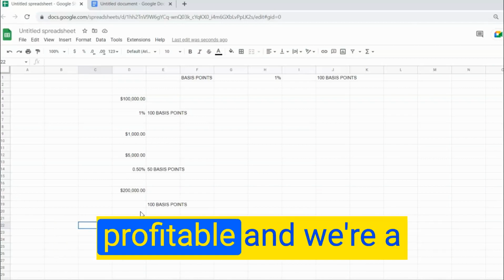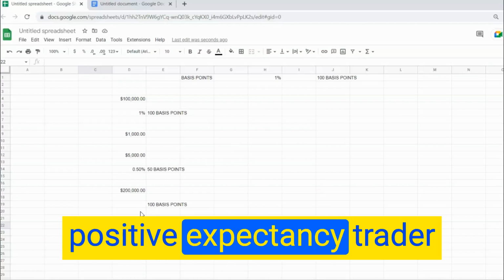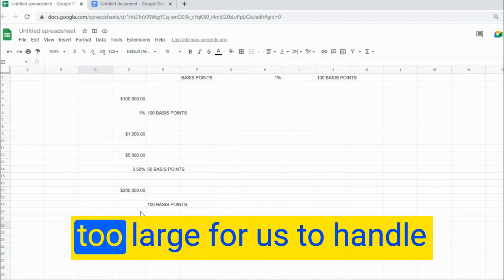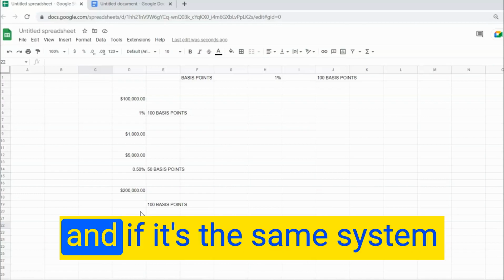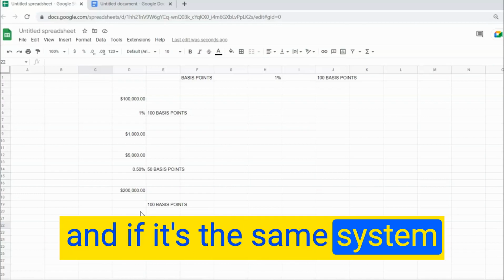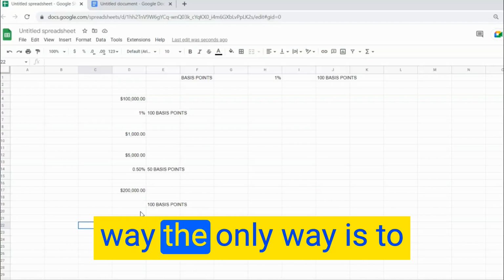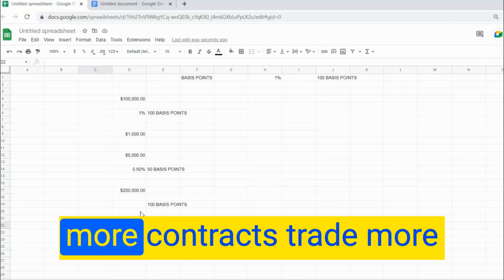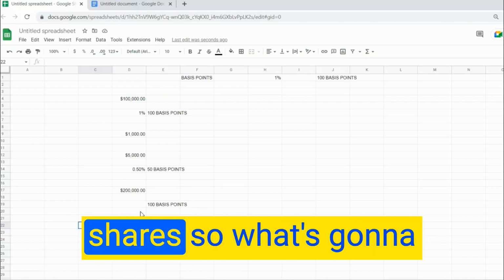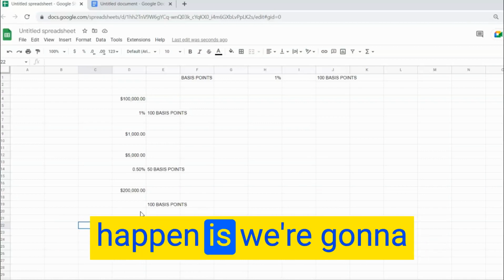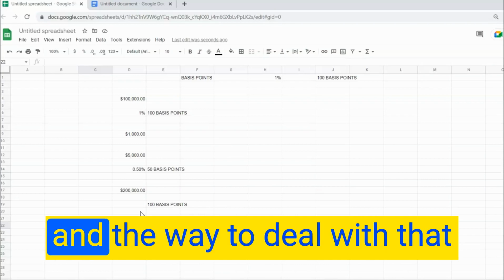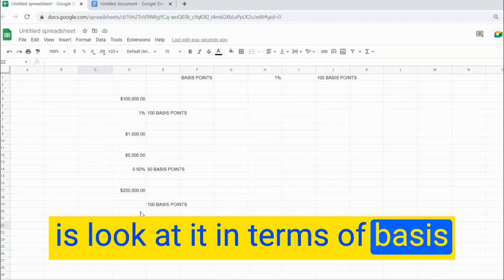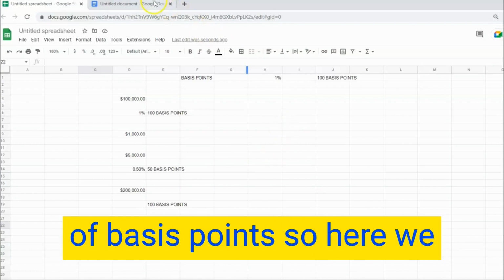But once we become profitable and we're a positive expectancy trader, the numbers are going to get too large for us to handle. And if it's the same system and we're trading the same way, the only way is to trade larger sizes, trade more contracts, trade more shares. So we're going to have mental blocks there. And the way to deal with that is to look at it in terms of basis points.